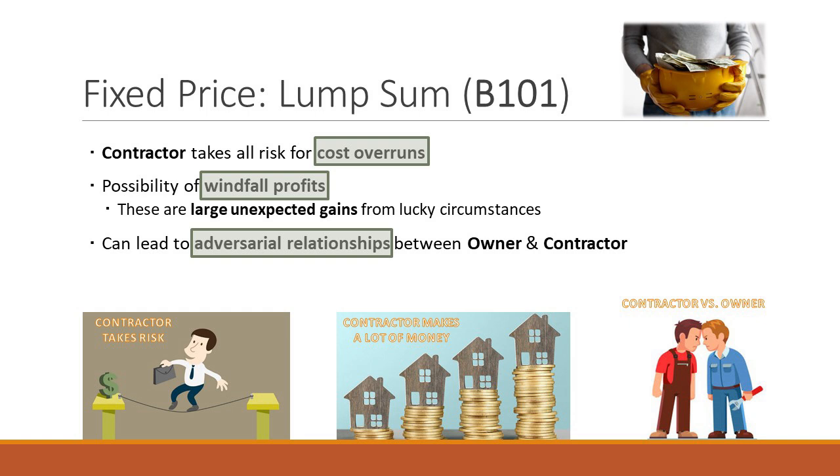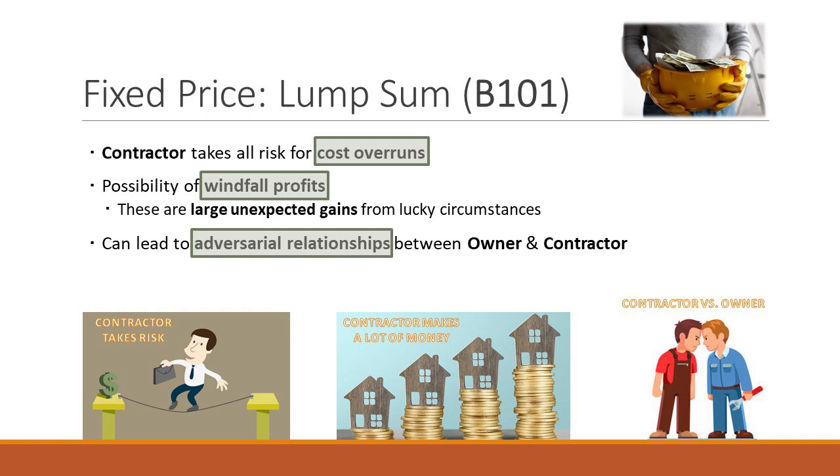The contractor bears all risk of cost overruns. If I said as the contractor, I'm going to build your house for $1 million, if it costs me $800,000, good on me. If it costs me $1.2 million, bad on me, I still have to pay the additional $200,000. The owner pays me $1 million no matter what. So the risk of overruns is the contractor's, but the risk or the benefit of windfall profits is also on the contractor. So there's the pluses and the minuses.